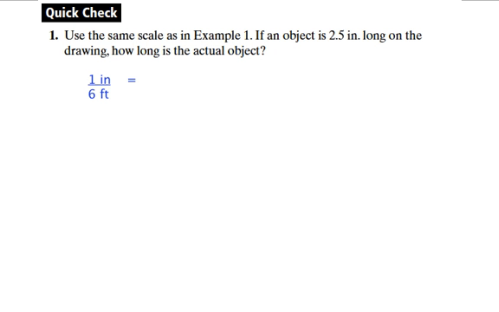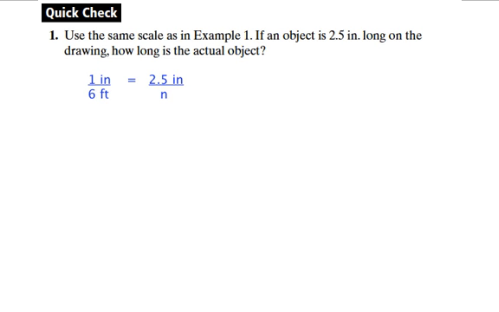Now we're ready to fill in what we know. We know an object on the drawing is 2.5 inches. The drawing measurement is going on the top. Frequently, I will go ahead and have the labels in my problem because often it helps you set the problem up. That way you can match the labels up. Now occasionally the labels are all the same and that doesn't help. But in this case, since we're talking about inches and feet, we know that the inches involves the drawing and the feet is the actual object. So we have 1 inch over 6 feet equals 2.5 inches over n.